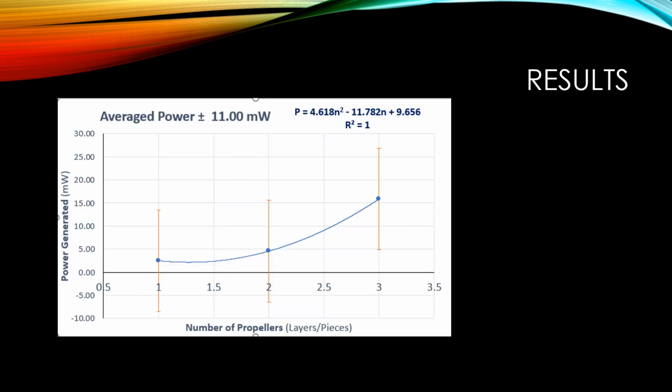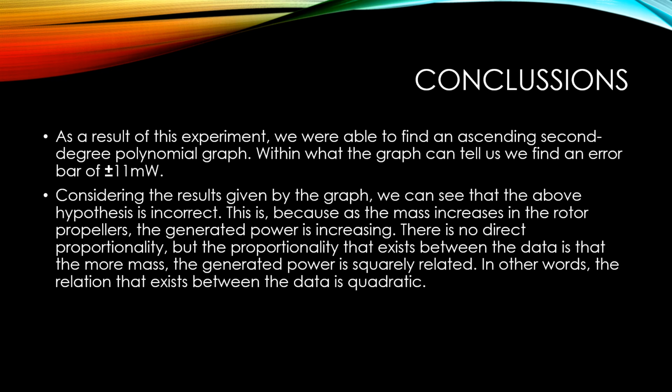As a result of this experiment, I was able to find an ascending second-degree polynomial graph. Within what the graph can tell us, we find an error bar of plus minus 11 milliwatts. Despite the uncertainty, we can observe that the results are technically perfect due to the R squared being equal to 1. Talking about the hypothesis, I find it incorrect because as the mass increases in the rotor propellers, the generated power is increasing. There is no direct proportionality, but the proportionality that exists between the data is quadratic.